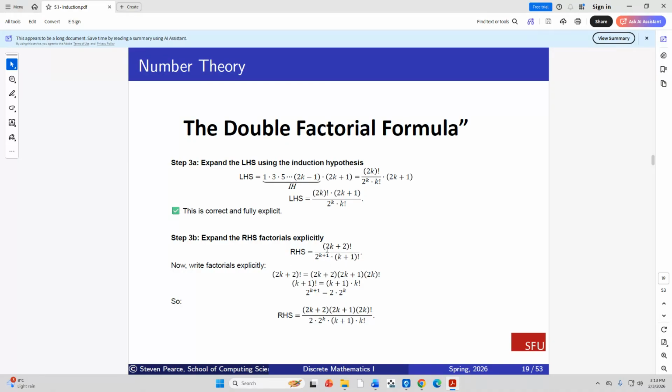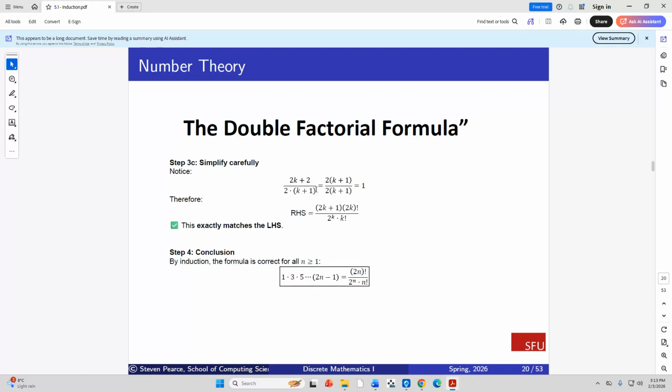So you can use that 2k plus 1 plus 2 equals 2k plus 2, times 2k plus 1 times 2k factorial, obviously. And k minus 1 factorial equals k plus 1 times k factorial. So k plus 1 factors out. We get the right-hand side, and that simplifies to this right-hand side, which is exactly what we were looking for. So this is true. You can see that it's true right here.